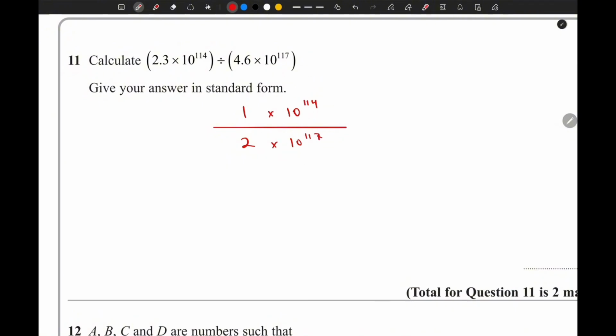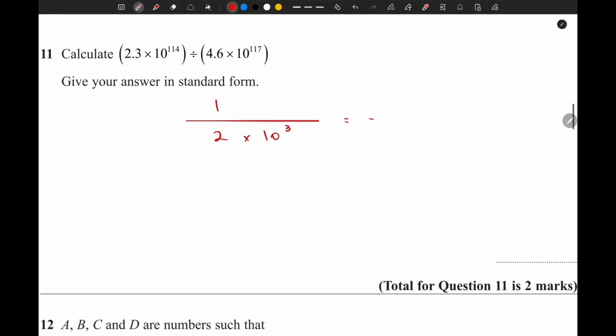And the value of this would be 10 to the power 114 over 10 to the power 117. Since the bases are the same, the powers would be subtracted. So 10 to the power 114 minus 117. So this would be 10 to the power negative 3. So this gives us a value of 0.5 times 10 to the power -3.